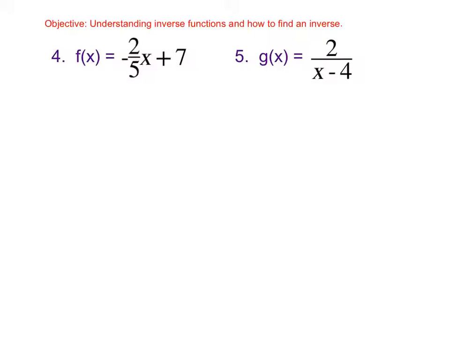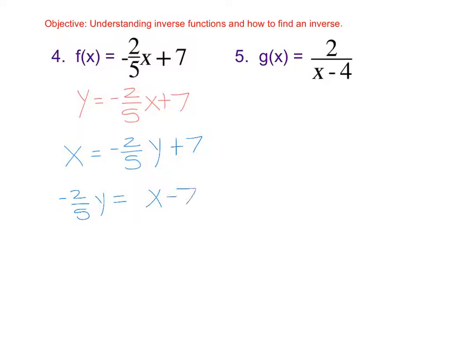All right, pause the video and try number 4 and 5 on your own. 5 is a little more difficult. So y equals negative 2 over 5x plus 7. I'm going to switch my x and y. Oops, I forgot to write y. I always do that. I always do the highlighter instead. Alright, so I'm going to subtract 7. So negative 2 over 5y equals x minus 7. Multiply by the reciprocal. Negative 5 over 2, x minus 7. Done.